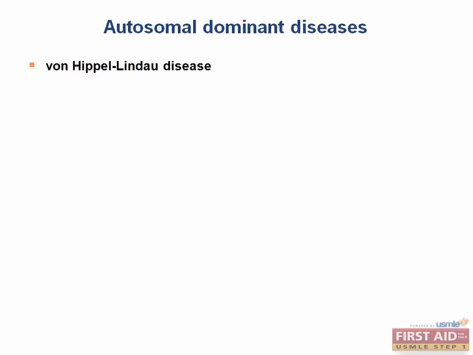The last autosomal dominant disease I'll cover is von Hippel-Lindau disease. This is also a neurocutaneous disorder, and is usually caused by deletion of the VHL tumor suppressor gene in chromosome 3, which you can remember since there are 3 words in von Hippel-Lindau.